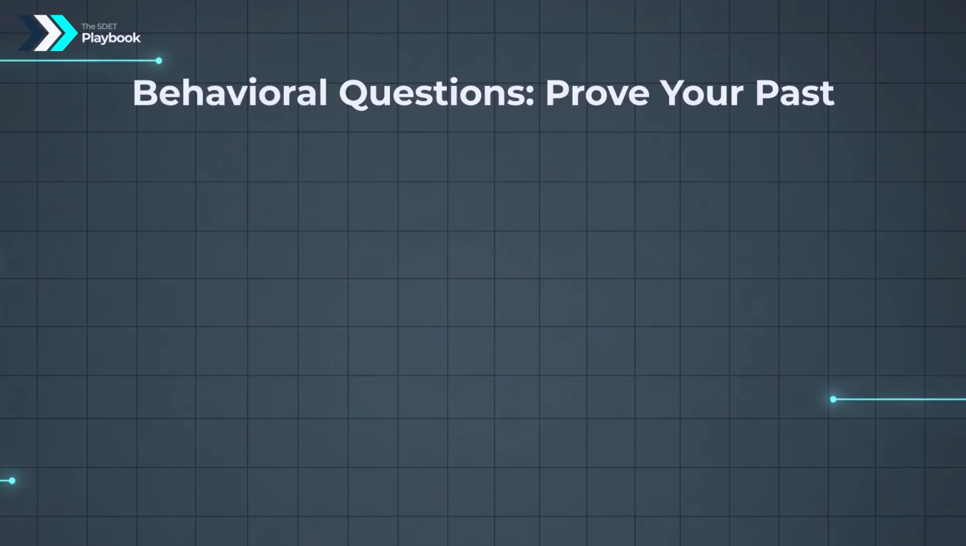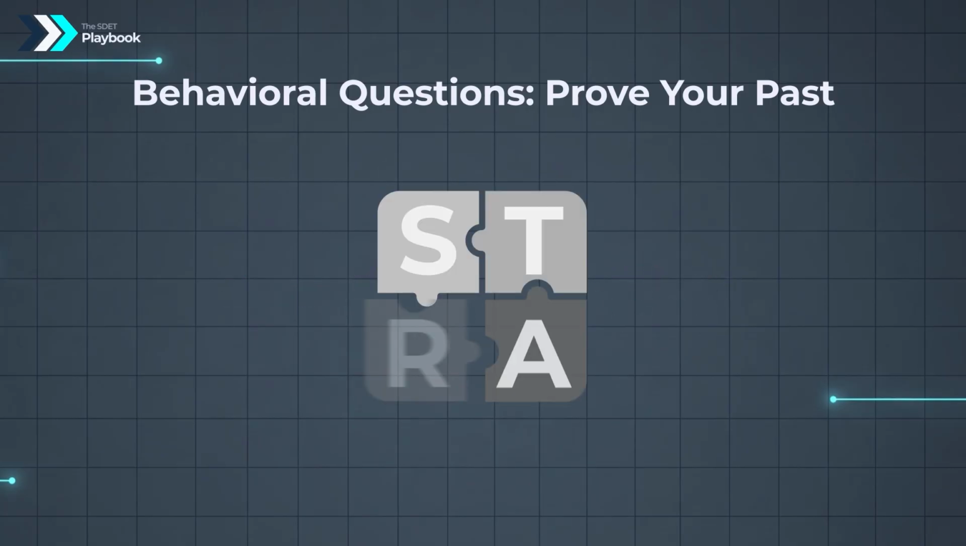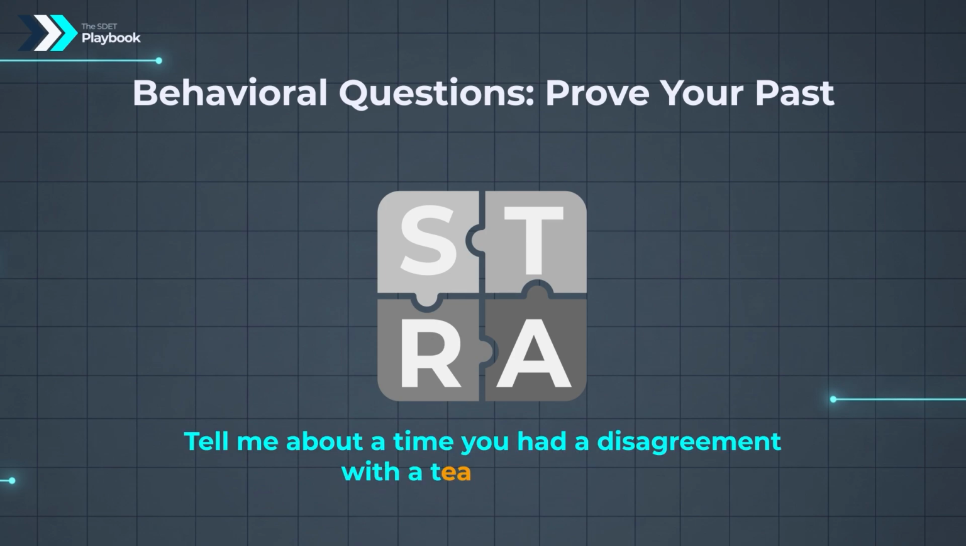First, let's talk about behavioral questions. They almost always start with, "Tell me about a time when..." The idea is that your past performance is the best predictor of your future behavior. Your framework for these questions is non-negotiable. It's the STAR method. Let's break it down with a classic, tough question. Tell me about a time you had a disagreement with a team member.